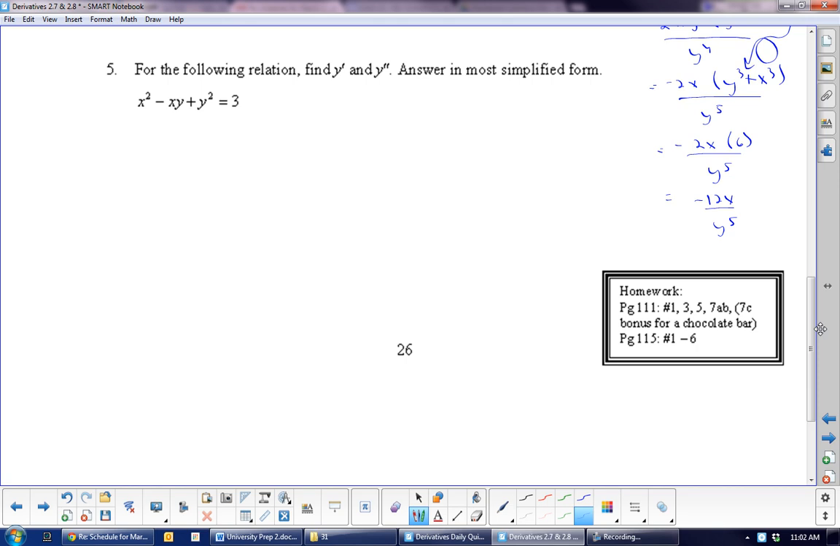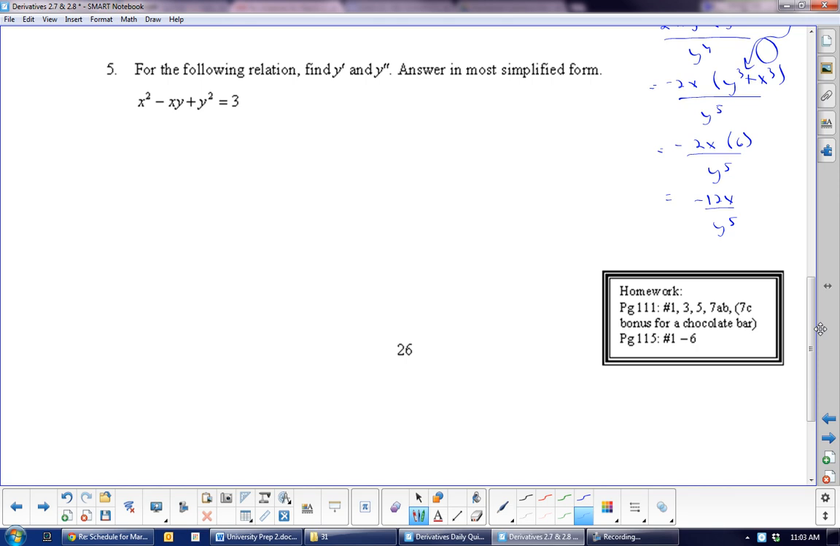Okay. Now that you've seen one of these, let's just do one more so you have two good examples in your notes. Okay, let's do y prime. Let's do the first derivative. We ready?